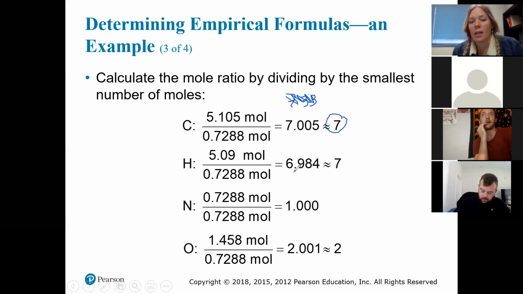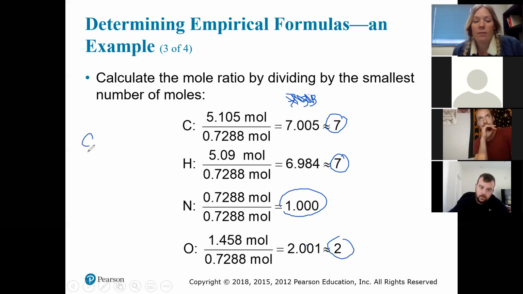So we've got a 7 here, we've got a 7 here. Anything divided by itself is 1. And then when we took this 1.458 and divided it by the smallest number, we got something relatively close to 2. So then from there, you just write the formula. Carbon is going to have a subscript of 7. Hydrogen is going to have a subscript of 7. Nitrogen is going to have a subscript of 1. And oxygen is going to have a subscript of 2. You can ditch the 1.